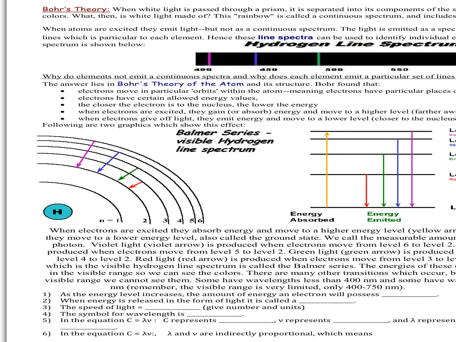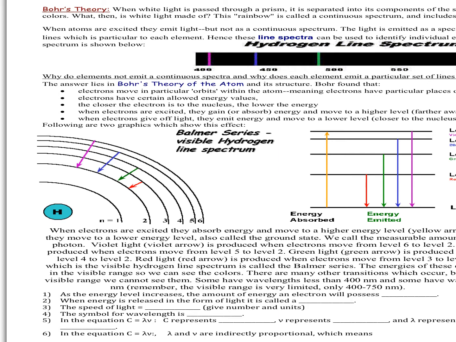So Bohr's theory. Bohr's theory is the model in which you have the circles around the element with each of the electrons in their orbital in the electron cloud. Remember, it's called the planetary model. Now Bohr's theory, this planetary model, also brings in these light wavelengths we've been talking about. So when white light is passed through a prism, it is separated into its components of the spectrum, or the rainbow of colors. What then is white light made of?